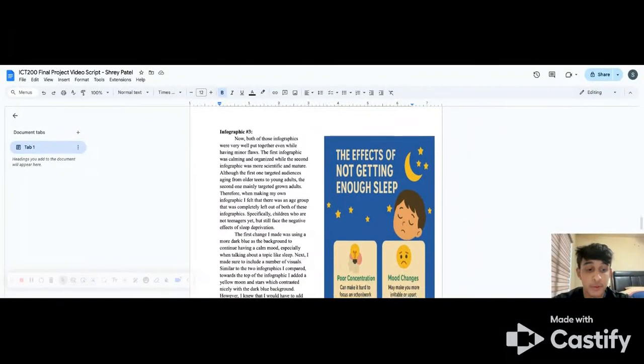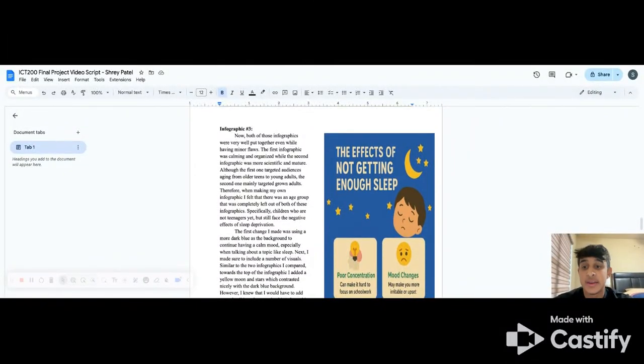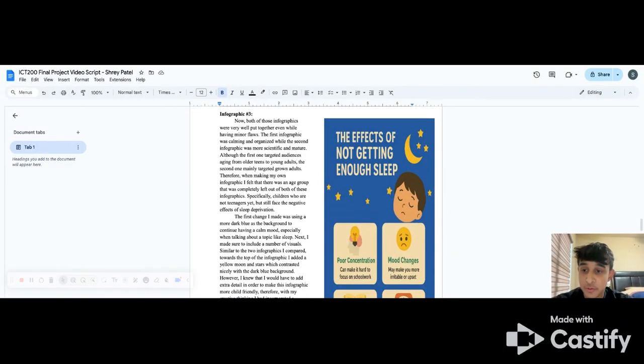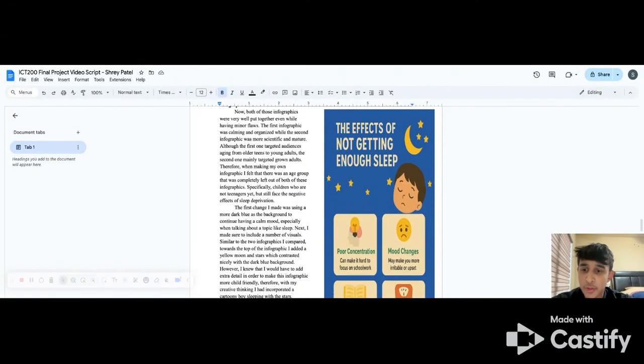Moving on to the infographic that I created. Now, both of those infographics were very well put together, even while having minor flaws. The first infographic was calming and organized, while the second infographic was more scientific and mature. Although the first one targeted audiences aging from older teens to young adults, the second one mainly targeted grown adults.